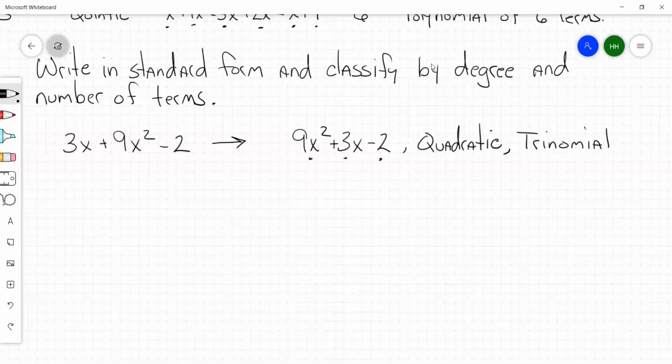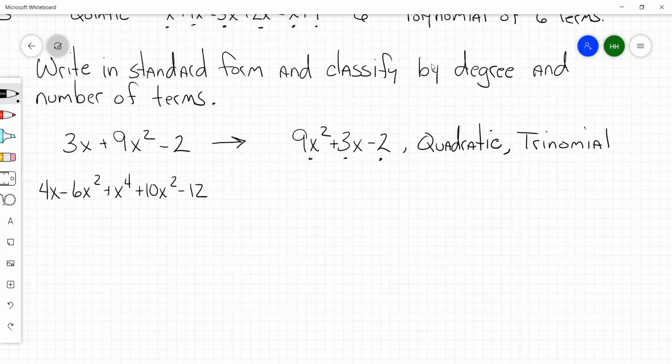For x minus 6x squared plus x to the 4th plus 10x squared minus 12. Same directions. We're going to reorder this thing, and we got to combine like terms as well.